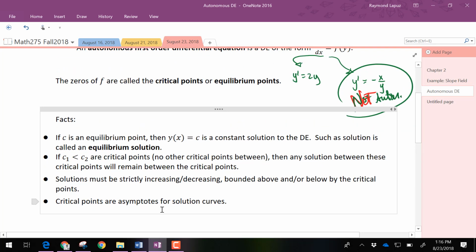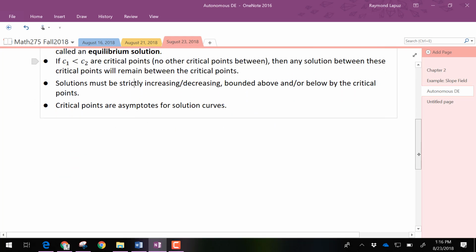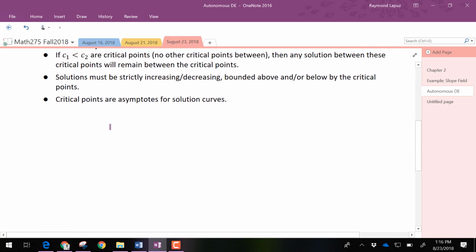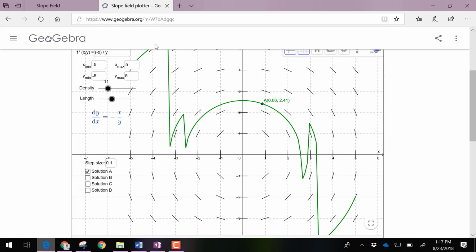Okay? So what kind of graph should we expect? Let me randomly draw one here. Y times 1 minus y.